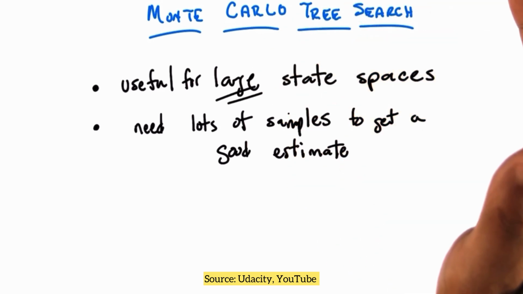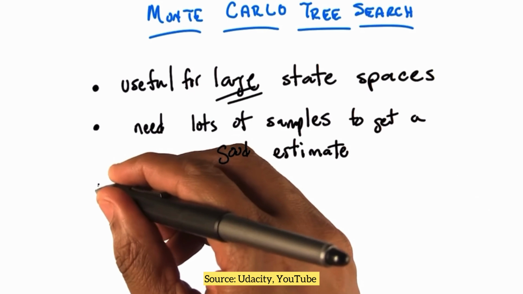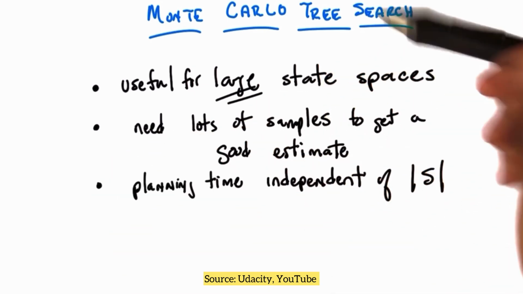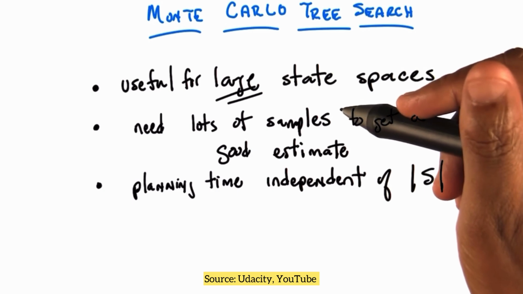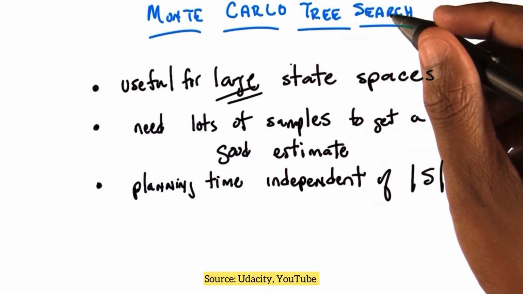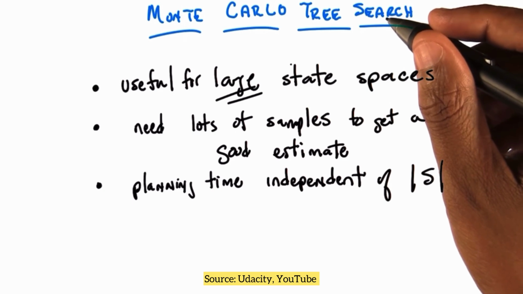And in the end, despite all that, it has another good feature. I really like this feature. It's my favorite of its features, that the planning time is actually independent of the number of states that you have. Oh. That's why it's useful for large state spaces. I see. I guess if there's a lot of states, do we have to expand a fixed percentage of them to know what to do?